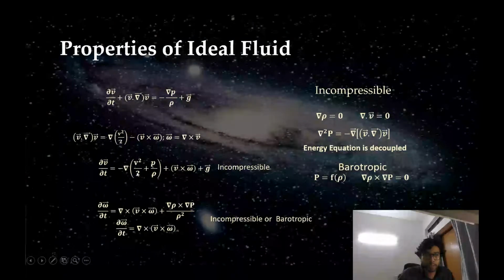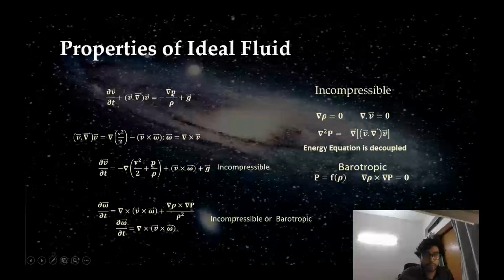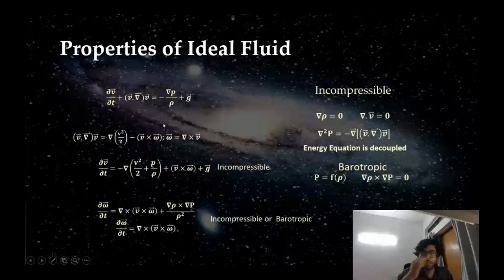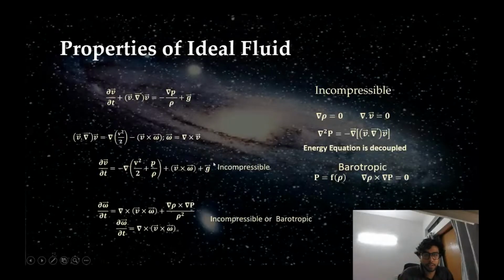Because you see here, the gradient is only on p, it's not on the whole p by rho inside the gradient. So the gradient is v square. There is only one condition under which I can do this. That is called the incompressibility condition, which means that del rho is basically zero. And what does it mean? It means that the gradient of rho is zero. So over space, the density doesn't vary much. Okay, so the density is uniform.